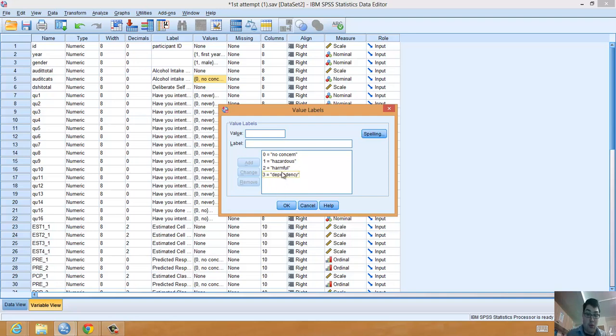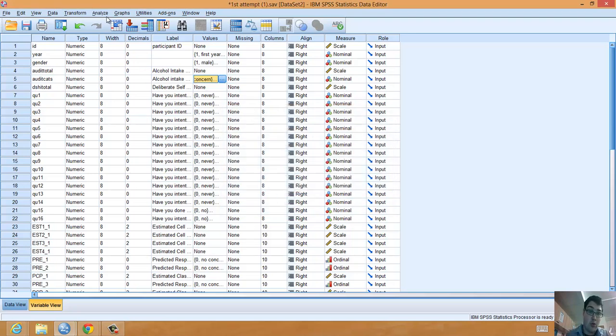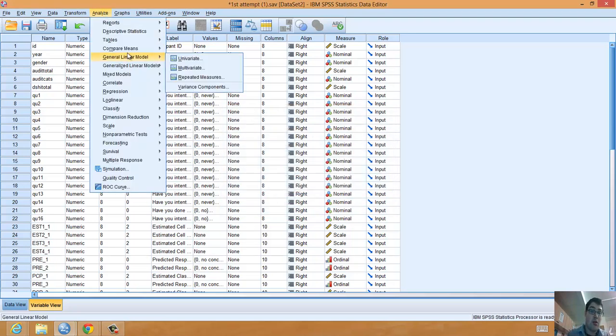So, for example, someone who has a dependency issue is clearly worse than someone who's harmful when it comes to alcohol, whereas someone who's clearly got no concern is less than someone who is hazardous. So you definitely want to do an ordinal regression. So to do an ordinal regression, you do the following.